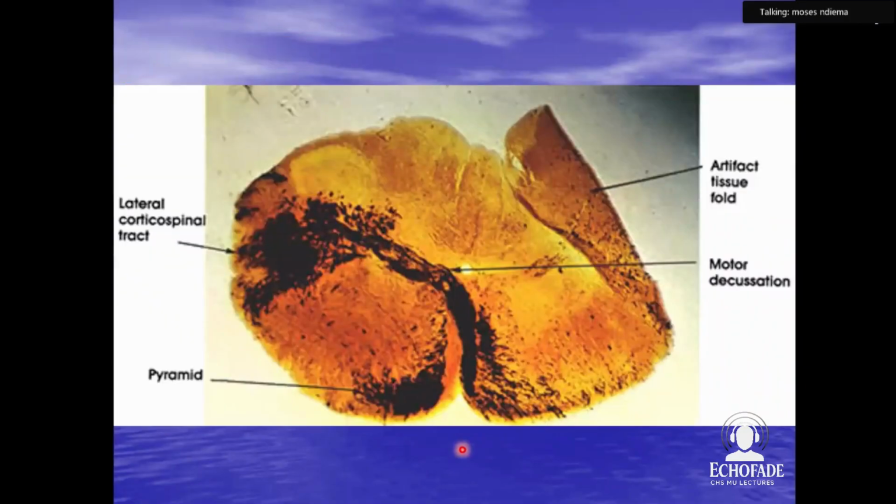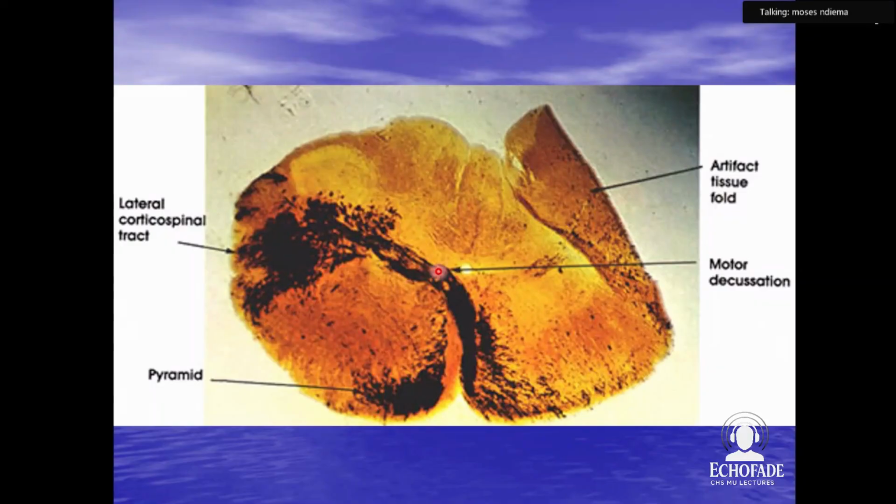Here we are looking at the lower part, at the level of decussation, where we have the fibers crossing over from the pyramid. The fibers cross over to the opposite side. So remember the lateral corticospinal tract, which you looked at in the case of the spinal cord. This is continuous also in the medulla, but here we have a crossover. And this is the area of motor decussation.